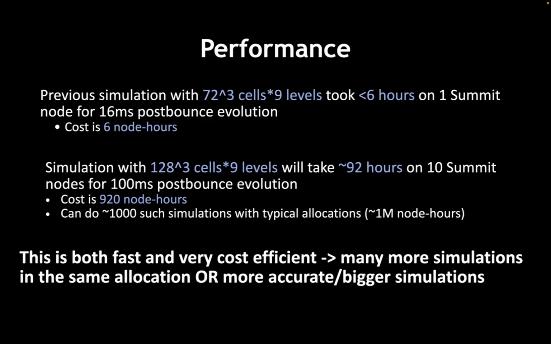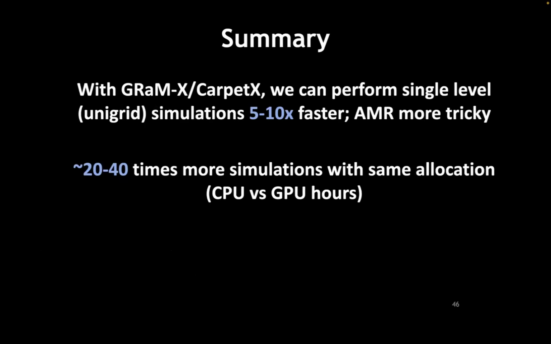And this will allow us to do both faster simulations, but also much more cost-effective simulations, to figure out what different progenitors, for example, do, how different stars explode. But we can also potentially look in more detail at what role turbulence plays, for example, in how the explosion is driven. With that, let me summarize.